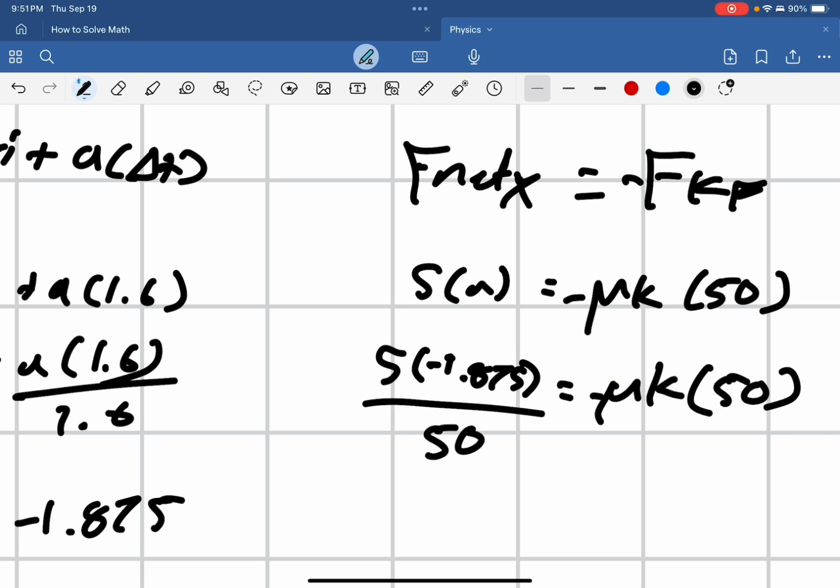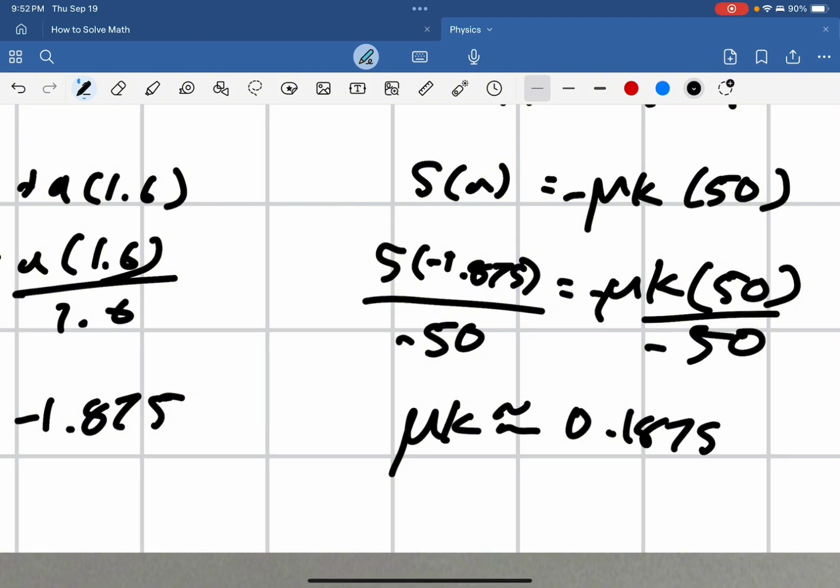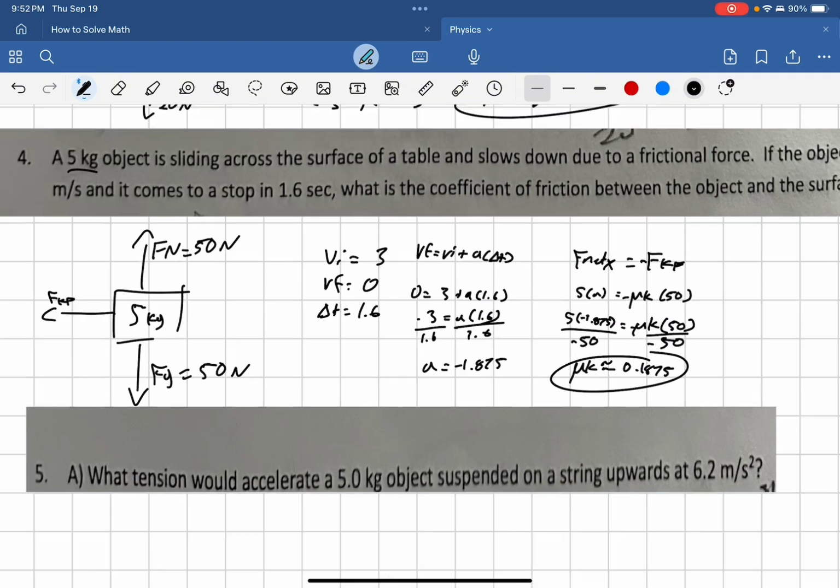I'm just going to divide by 50 already because I'm trying to do this really fast. So it's going to end up being uk, and because it's negative right here and also negative right there, it's just going to end up being positive too. So uk, we can just divide by negative 50. Put this into a calculator, and you're going to get around 0.1875. That's your uk. Moving on.